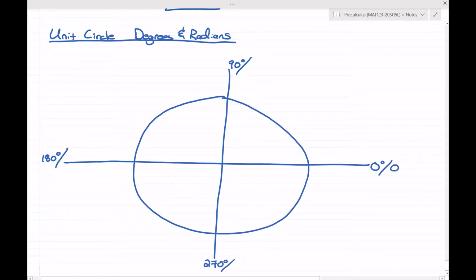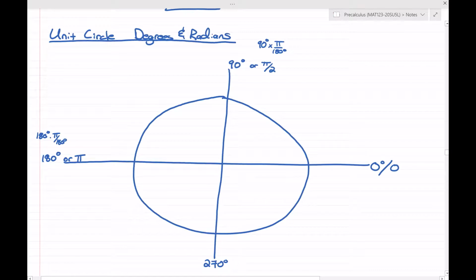0 degrees is the same as 0 radians. 90 degrees, let's do it over here. 90 degrees times pi over 180 would convert to be pi over 2. So maybe it's better if I just write this, 90 degrees or pi over 2. 180 degrees, if we do 180 degrees times pi over 180, it's just going to be pi. So 180 degrees or pi radians.